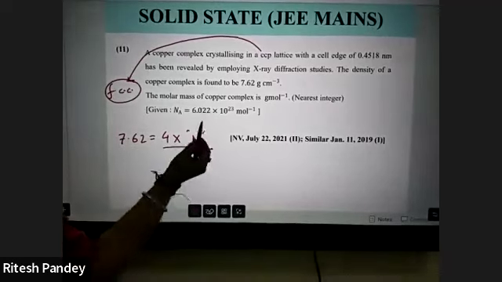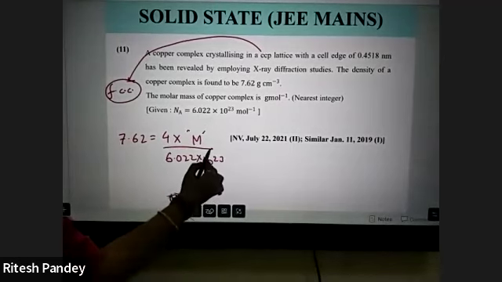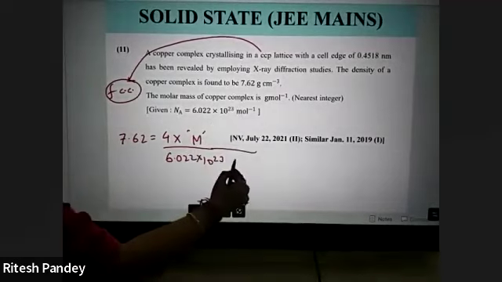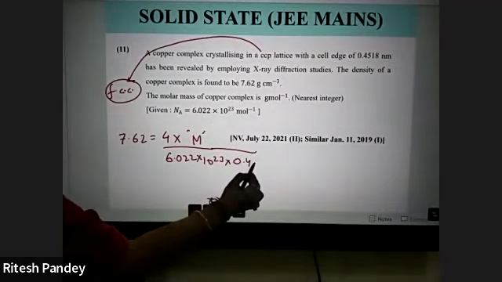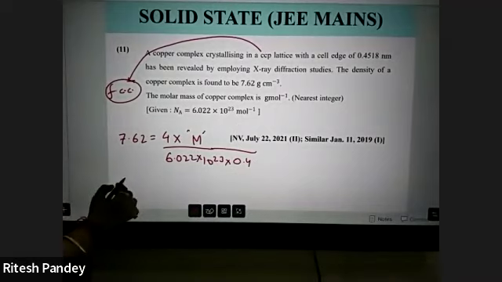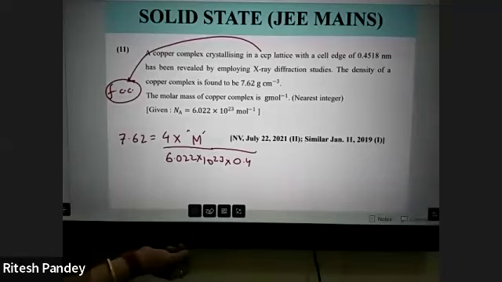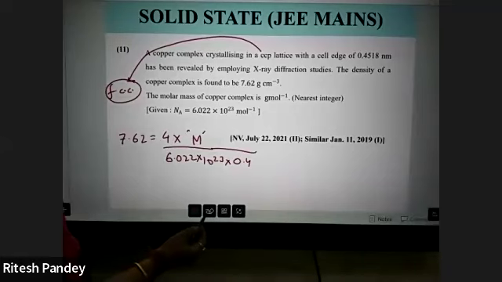of this complex. There's again a calculation to be carried out. Now, the edge length is 0.4518 nanometers. 1 nanometer is 10 angstrom. So I'll write it as 4.518 angstrom.